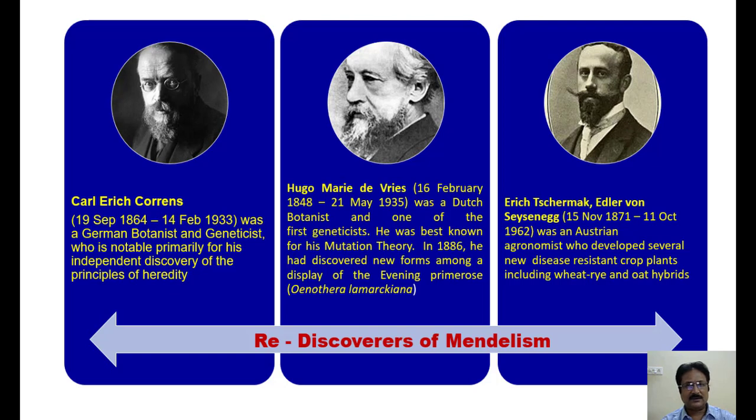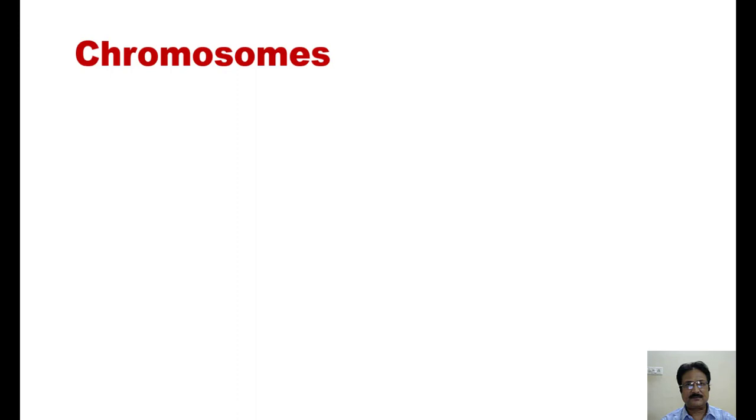It was the effort of these three scientists: Carl Erik Correns, a German botanist and geneticist; Hugo Maria de Vries, a Dutch botanist, best known for his mutation theory, which we'll learn in our future sessions; and Erich Tschermak, an Austrian agronomist. He developed disease-resistant crop plants and certain hybrids also. So they were the rediscoverers of Mendelism.